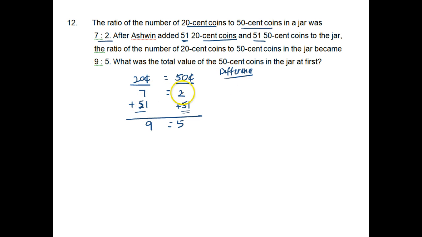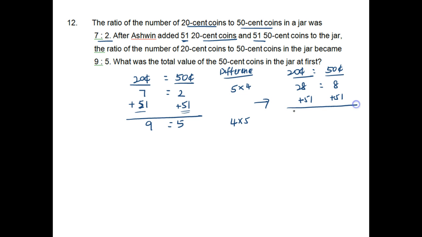So the difference here is 7 units minus 2 units is 5 units. Difference here, 9 units minus 5 units is 4 units. To make them the same, I times 4 times 5. So now I will get 7 times 4 is 28. 2 times 4 is 8 plus 51. 9 times 5 is 45. 5 times 5 is 25. My difference is 20, 20.